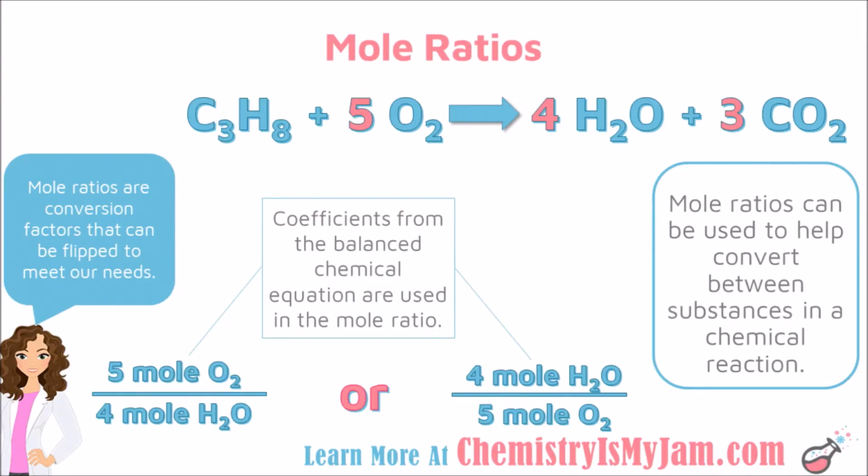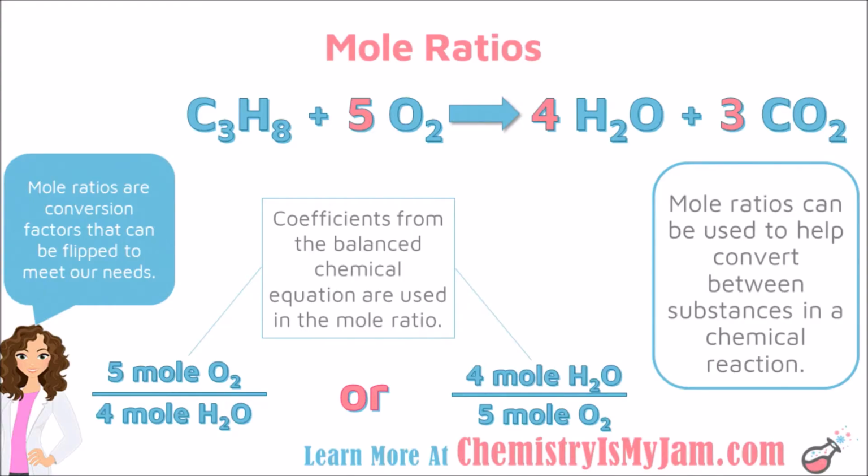Suppose you are given information about oxygen, but you're trying to calculate information about water. That's switching substances. In order to do that, you have to have a balanced chemical reaction. This is a combustion reaction. It has already been balanced for you. The mole ratios, these coefficients, become conversion factors that allow us to switch between substances. Mole ratios can be used to help convert between substances in a chemical reaction.